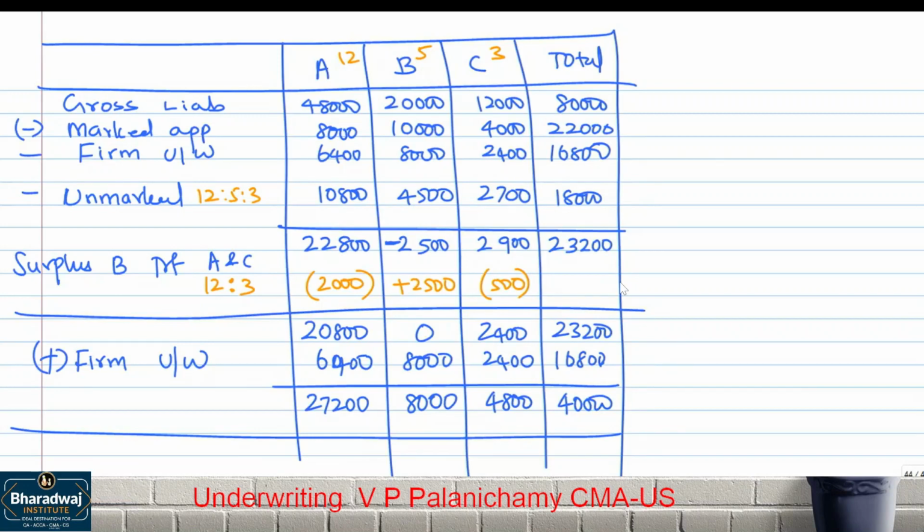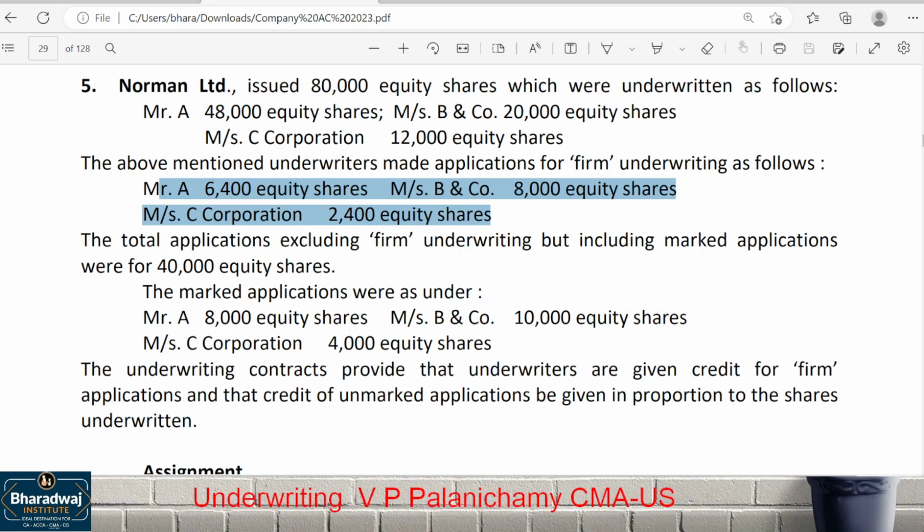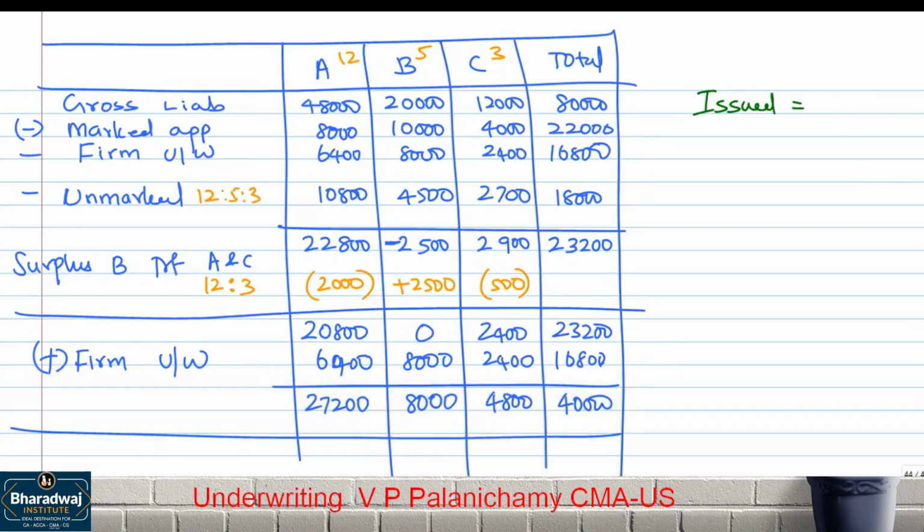Issued application is how much? 80,000. Public subscription, marked and unmarked? 40,000. For the balance 40,000, underwriters are liable.